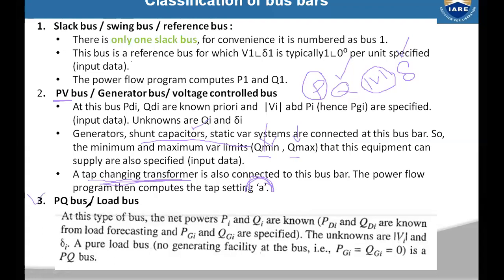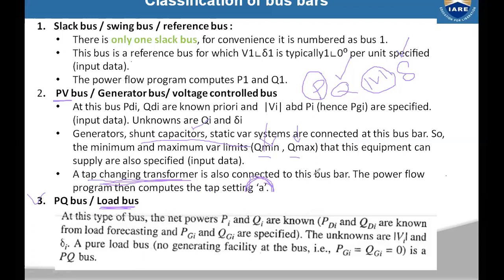This PQ bus is also called the load bus. That means at this bus only loads are connected. So there is no generation. That means P and Q only will be specified, and magnitude of voltage and delta, these two are unknown variables. So at the PQ bus, active power P and reactive power Q injections are known, and magnitude of V and delta you have to calculate from the power flow solution. Okay.